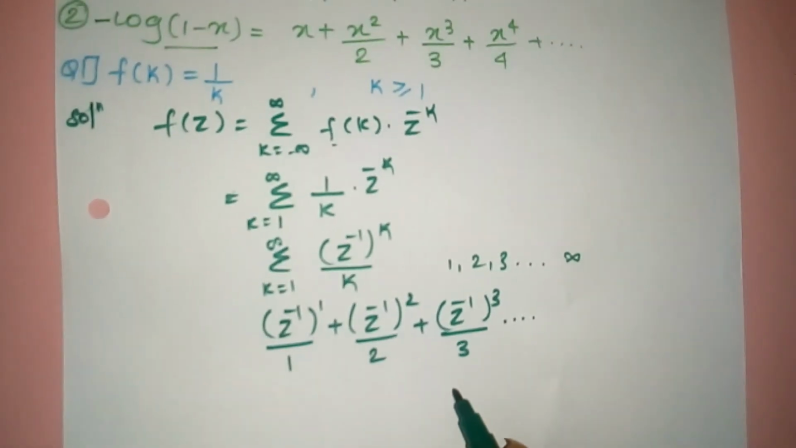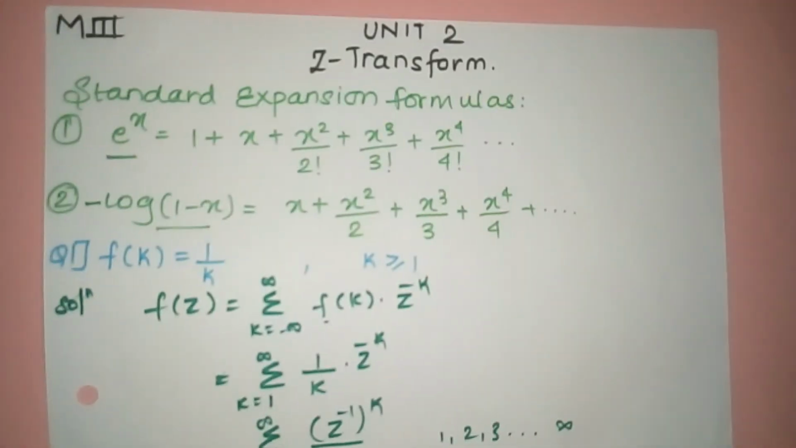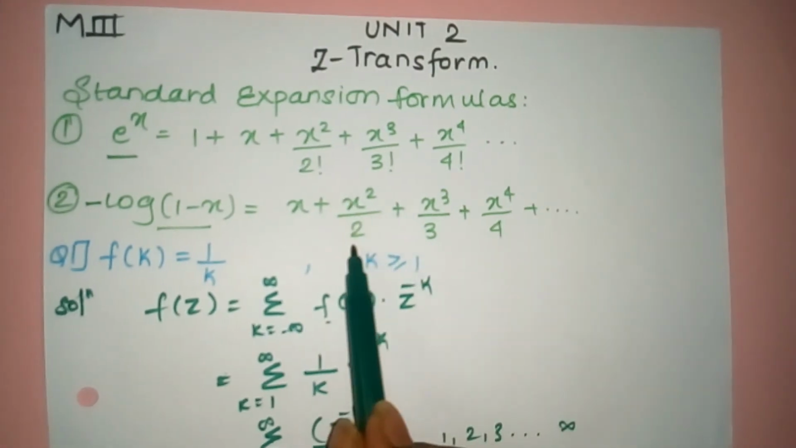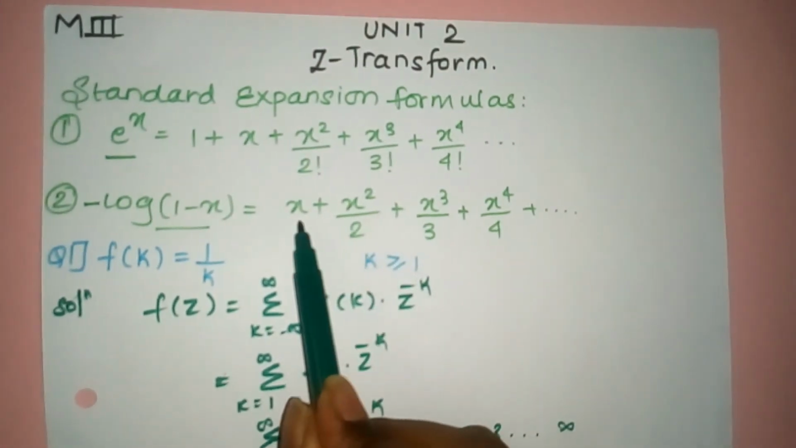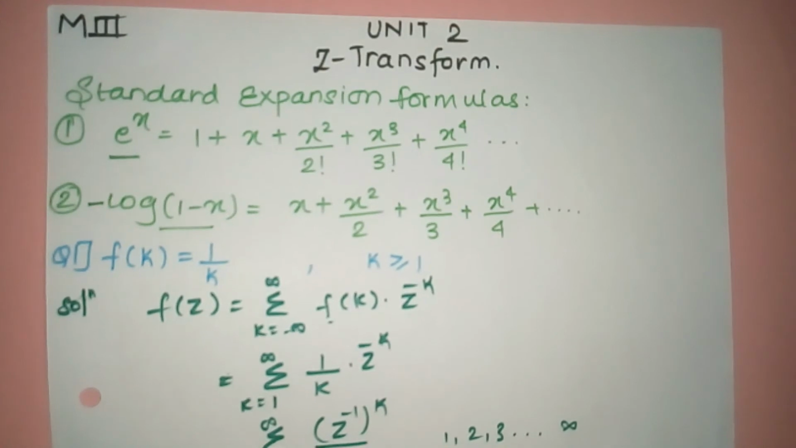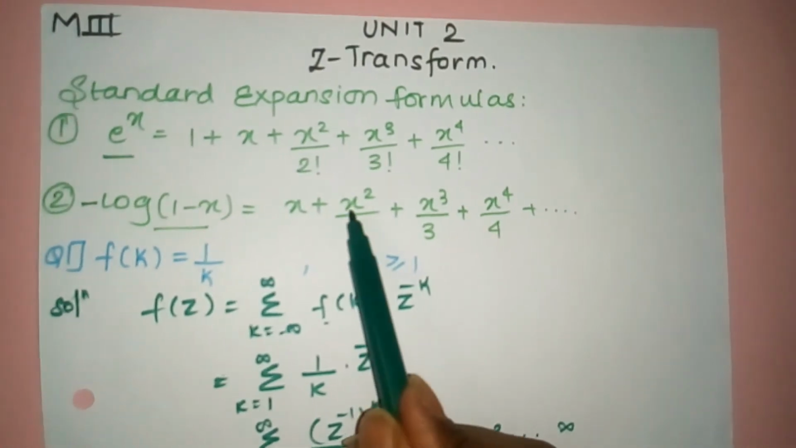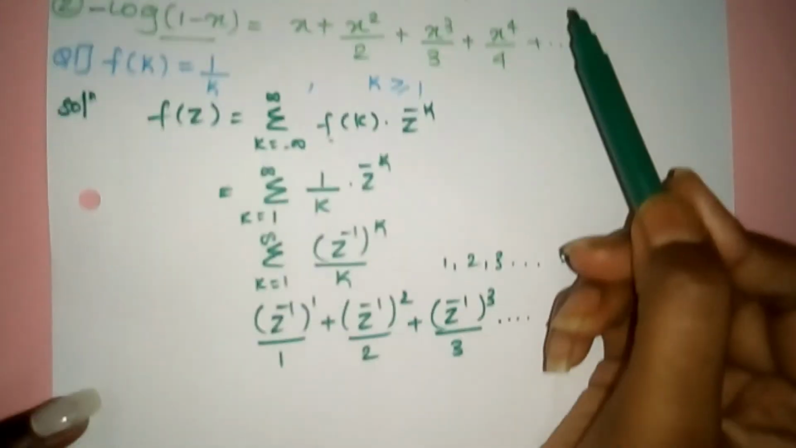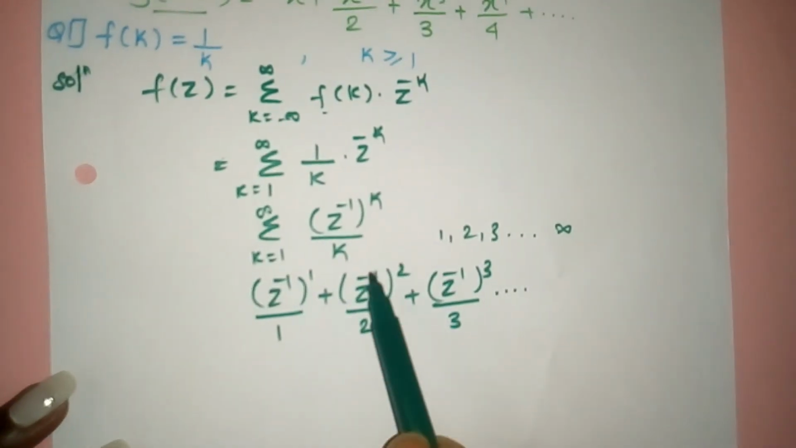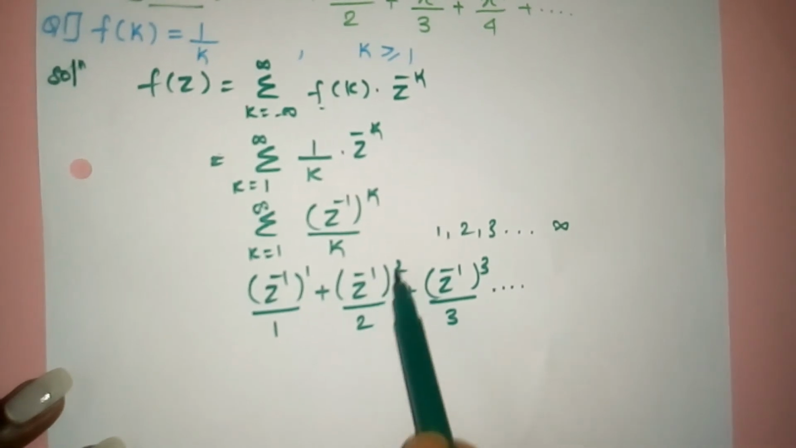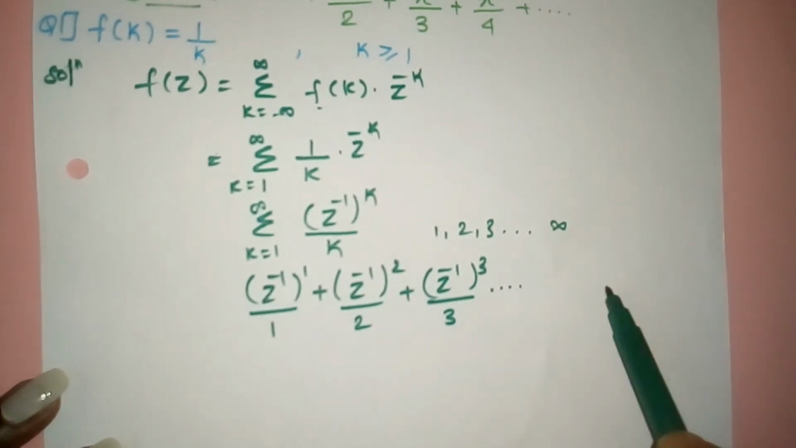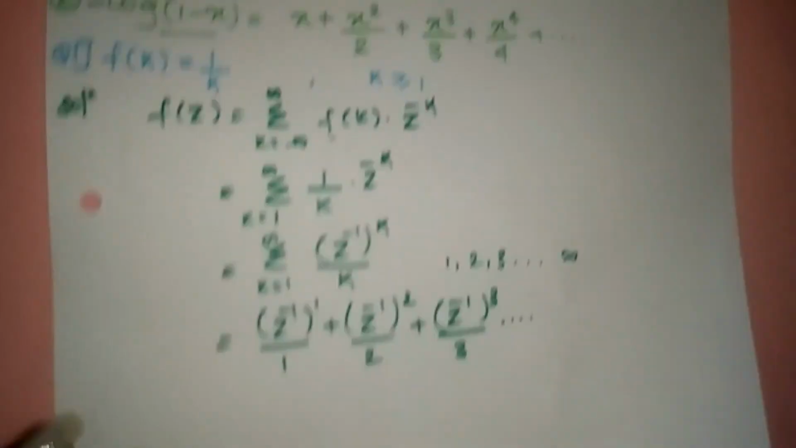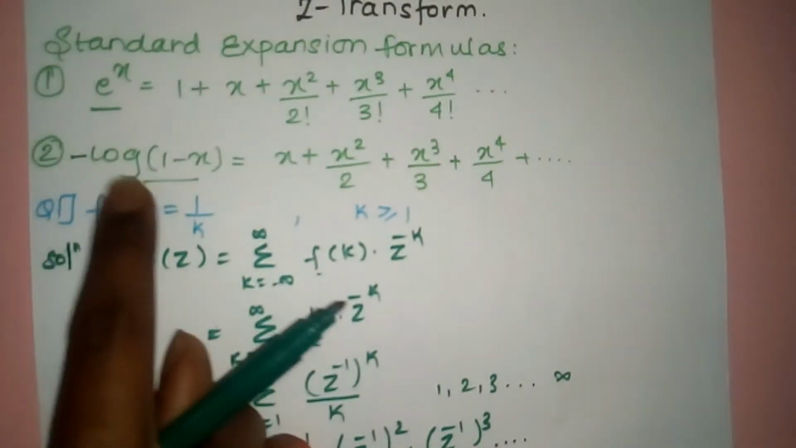Now if you see our formulas, then this one is matching. This is x, the first term is 1, then x square upon 2, x cube upon 3. So over here this entire term z inverse is our x, so x, x square upon 2, x cube upon 3 and so on. So over here we will put this formula, that is minus log 1 minus x.